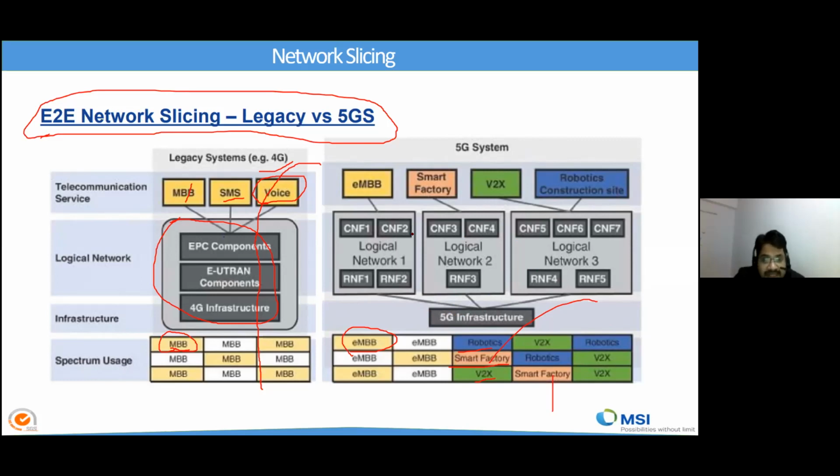So here we can see, for example, that this complete slice has been created by the operator in order to serve the use case of eMBB. So here we can see that at the core network, different logical network entities have been created, and these are called CNF, containerized network function, and RNF.